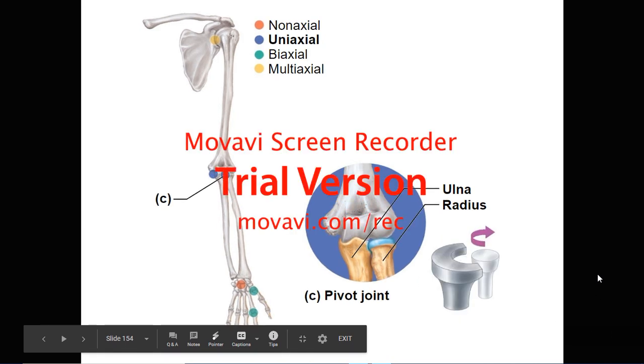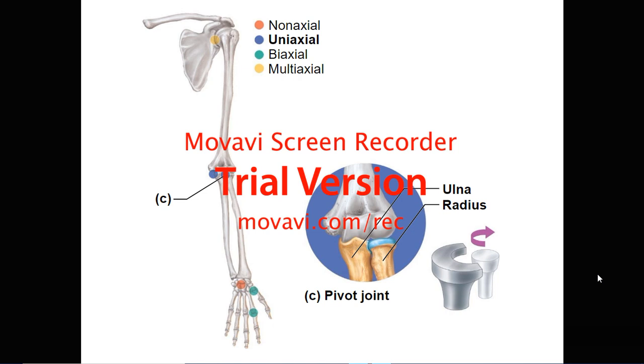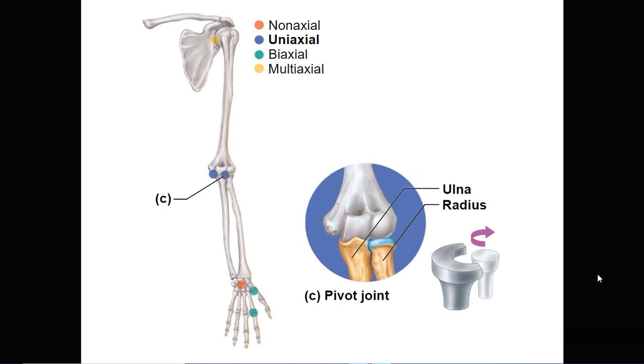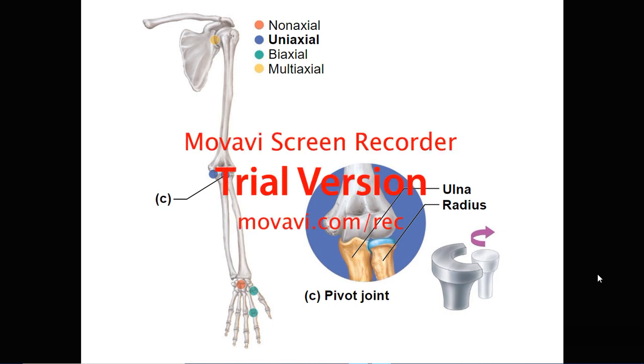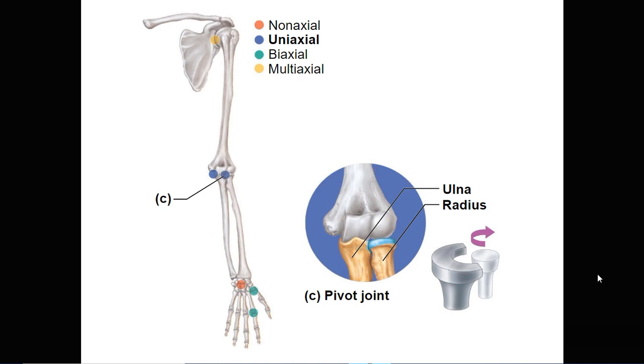Another example of uniaxial movement is when the ulna and radius move as you rotate your forearm from supination, when your palms are up, to pronation, when your palms are down. That's going to be due to the pivot movement between the ulna and the radius.